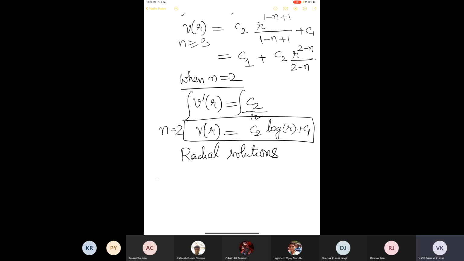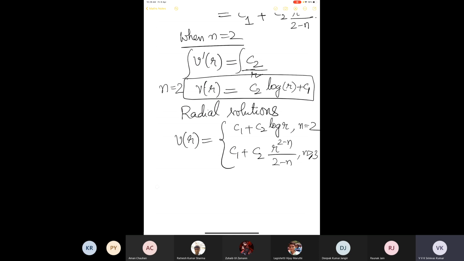So these are our radial solutions. V of r is equal to c1 plus c2 log r when n is equal to 2, and c1 plus c2 r power 2 minus n upon 2 minus n when n is greater than or equal to 3. And now from radial solutions, how to get fundamental solutions.